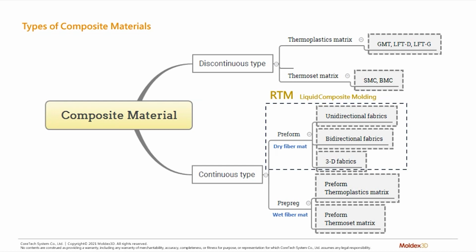And also, some people call the RTM process liquid composite molding because we inject the resin into the dry fabric mat.